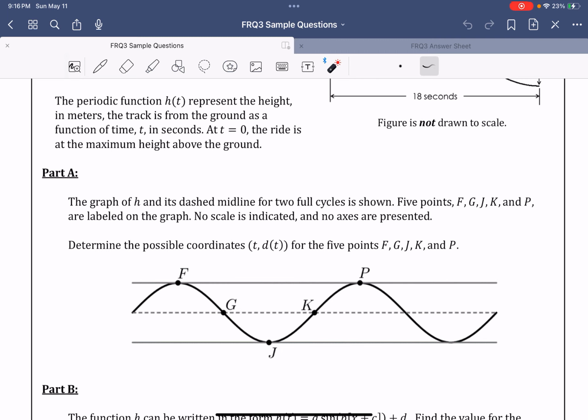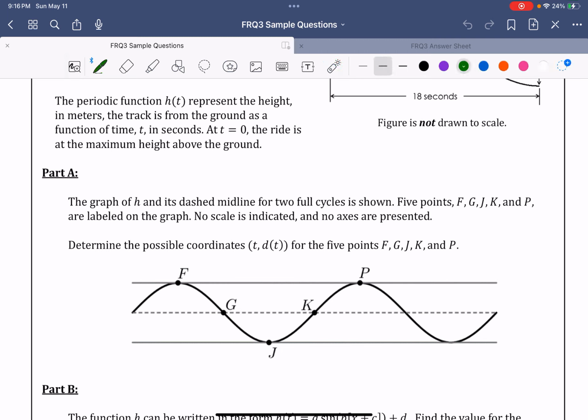Determine the possible coordinates t comma d of t for 5 points F, G, J, K, and P. So I think this is a typo. This should be H, since that one is H. Okay, but basically, they just want us to find possible coordinates for these 5 points. So one of the good and bad things about this problem is that your answer might not be the same as the person next to you, but that doesn't mean that either one of you is wrong. It just means that you looked at it from a different perspective. So there are multiple correct answers for this one.